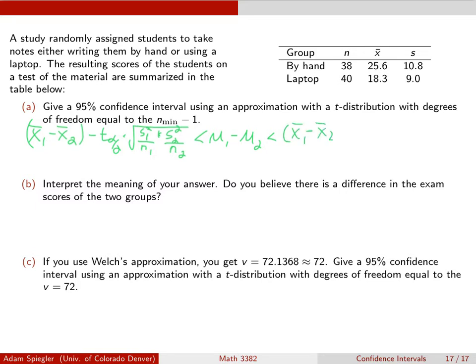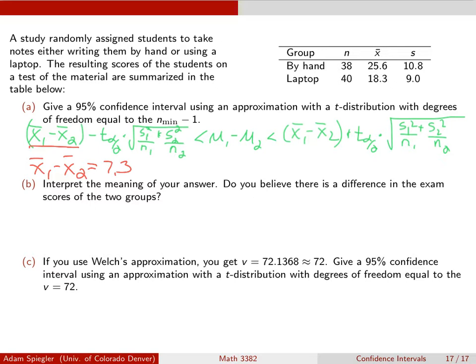So we take the x bar 1 minus x bar 2 plus t alpha over 2 times our estimate for the standard error, which we get by taking s1 squared over n1 plus s2 squared over n2. So for us, finding x bar 1 minus x bar 2, we would just take the difference in these two values, and that gives me an estimate of 7.3. So my initial estimate for this difference would be 7.3.